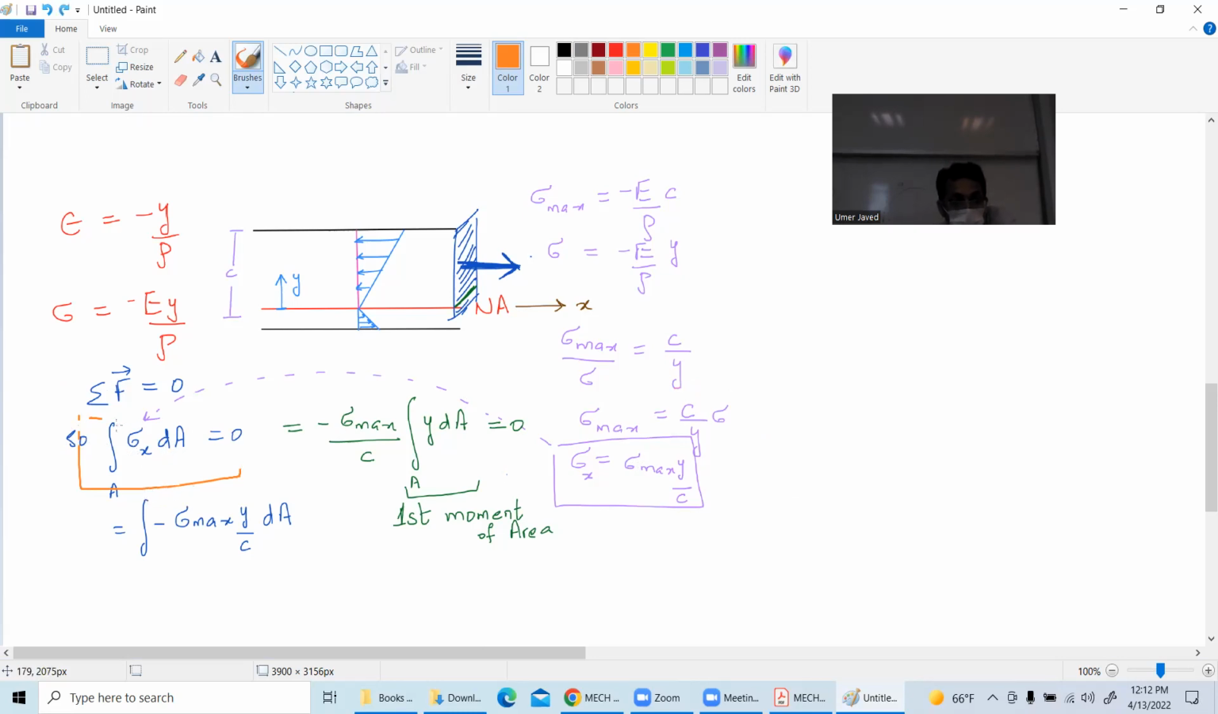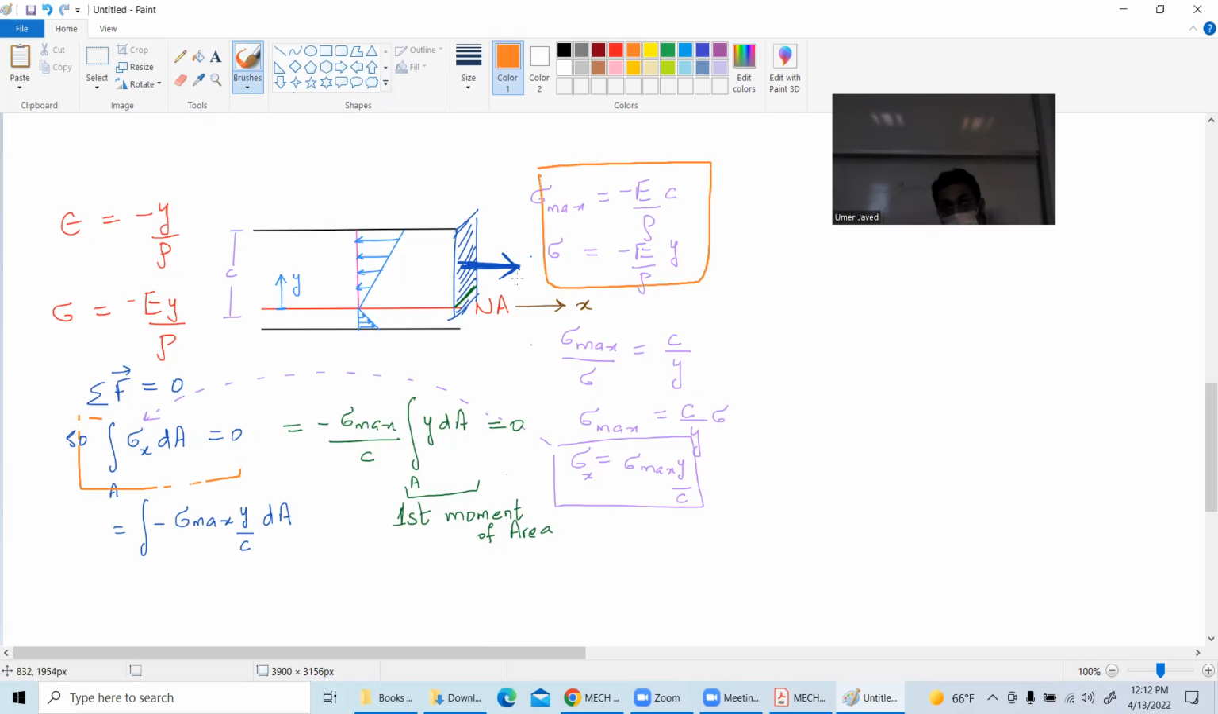Anyways, so the integral of stress x dA equal to 0, force is equal to stress into area is equal to 0. Now, instead of this stress x, I will substitute the nice and beautiful expression that I found, minus E over rho y. What you can do is you can divide these two.